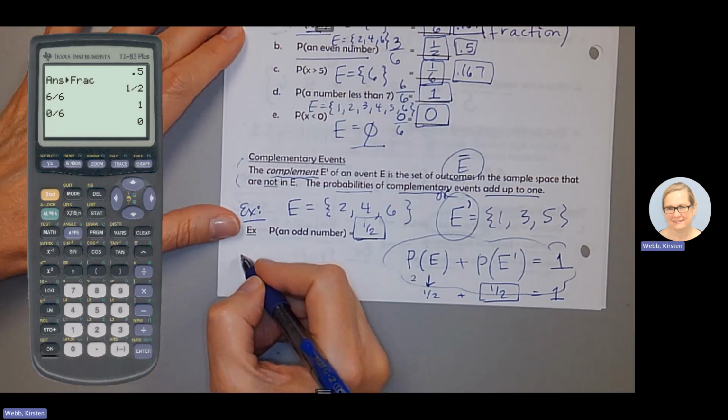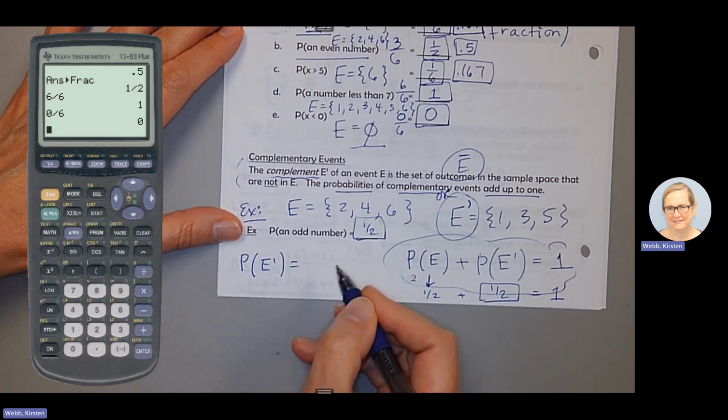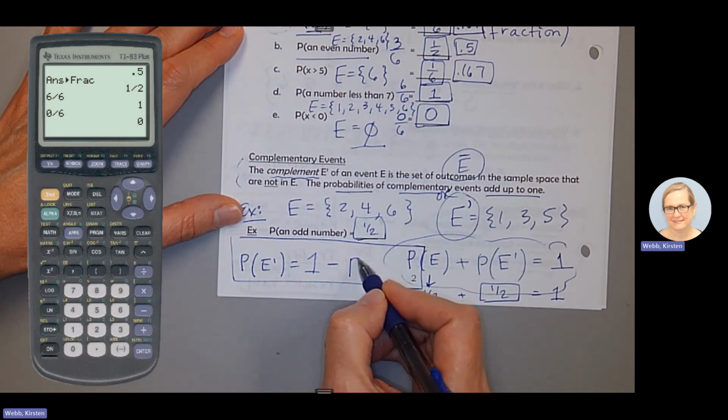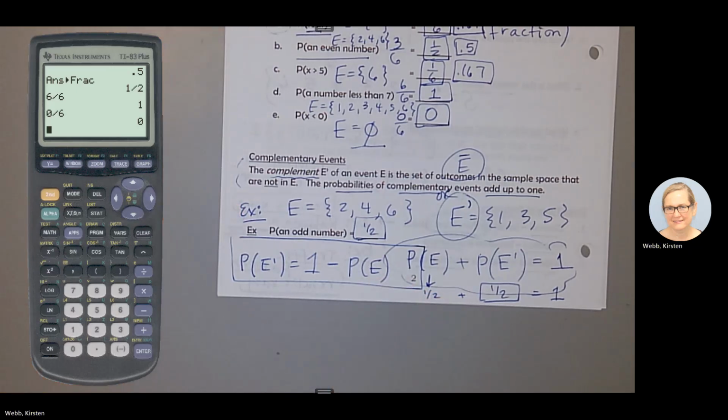We use it in fact like this a lot. The probability of the complement of an event is going to be 1 minus the probability of the event itself. Right? If these two things add up to 1, then I could subtract either one of them from 1 to find the other. Just like I could subtract 1/2 from 1 to find this missing number.